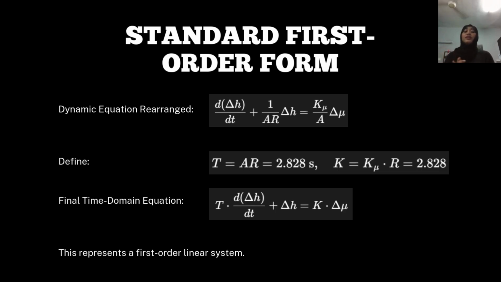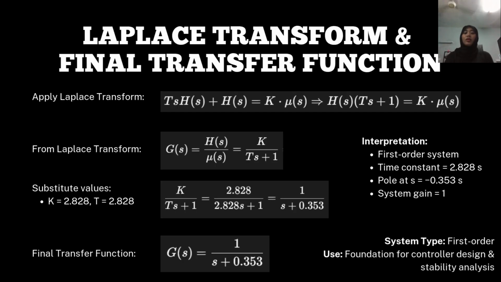Next, we rearrange the linearized equation by dividing everything by the area of the boiler. This gives us a simplified form, as shown in the slide, which highlights how the rate of change in water level is influenced by the valve signal. We then define two important parameters, the time constant, represented by T, and the steady state gain, represented by K. This equation now clearly shows the system as a first-order dynamic model.